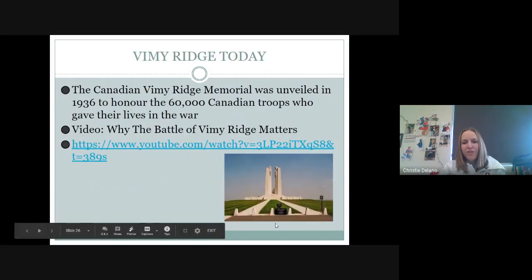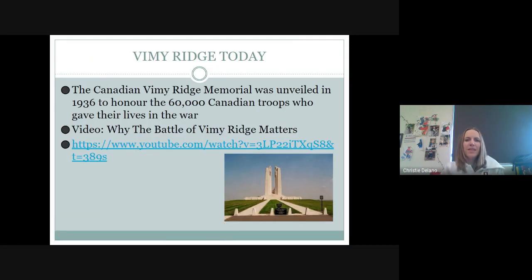The Vimy Ridge has a huge memorial. The memorial is towering, on the site of a portion of the battle. And it gets unveiled in 1936 to honor not just the troops that conquered and died at Vimy Ridge, but all 60,000 plus Canadian troops who sacrificed their lives in the war.